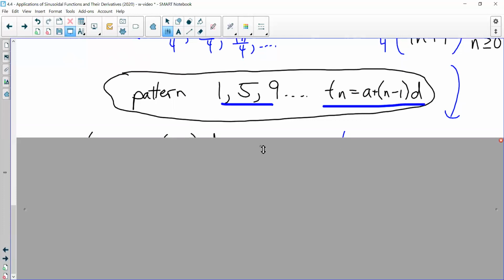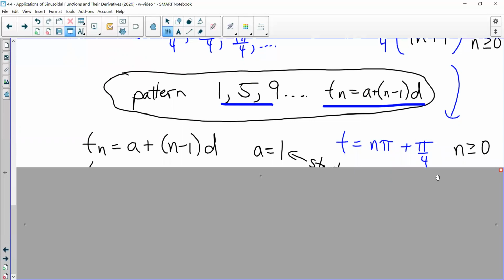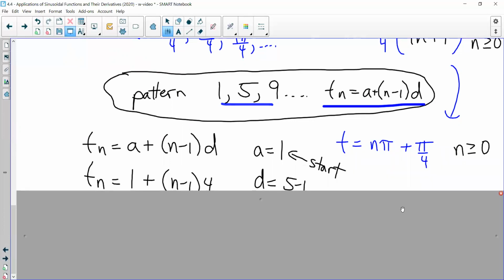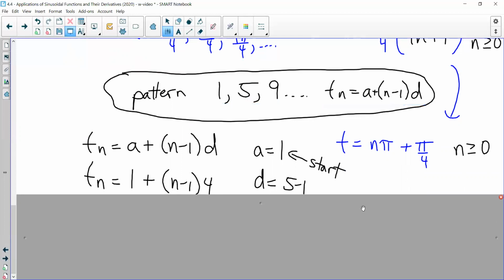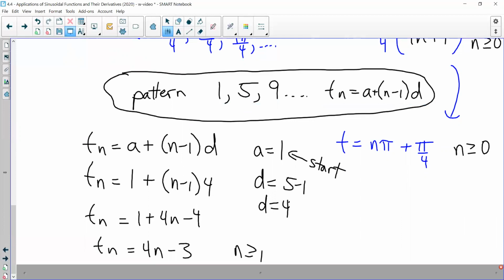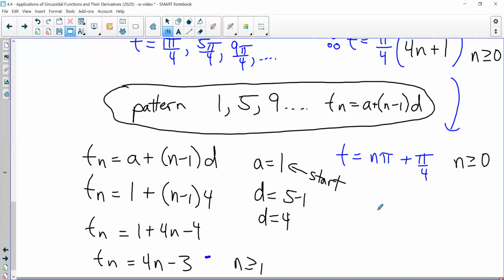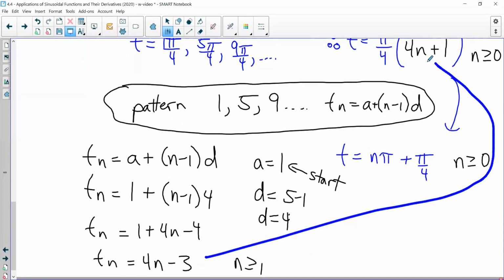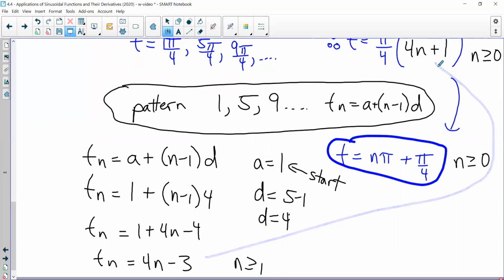You can use this formula here to plug in your values, and just to show you how different it would look. So your common difference is 4. Your a value would be 1, and then you would move on from there to determine your formula there. And you notice that this formula is 4n minus 3. So it doesn't matter which formula you're going to be using in here. This blue one that you notice, this is a distributive property of what's going on up here. So you've got to be mindful that this is just distributive property.